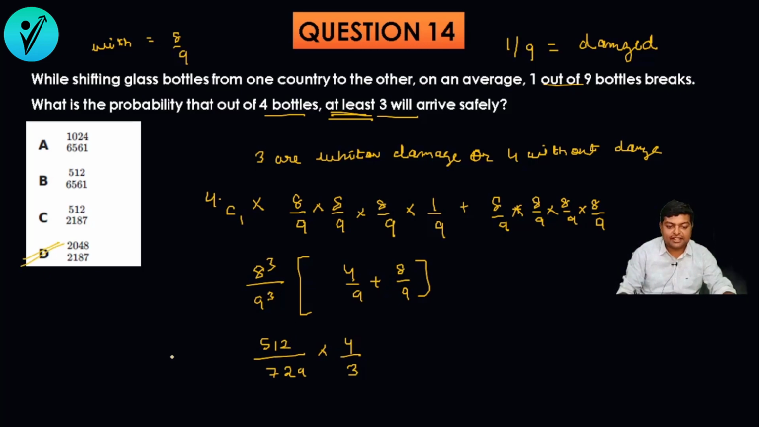Option D will be the correct answer. Simply multiply it. It will be 2048 upon 2187. Alright, so this is the correct answer to the question. Good question again.